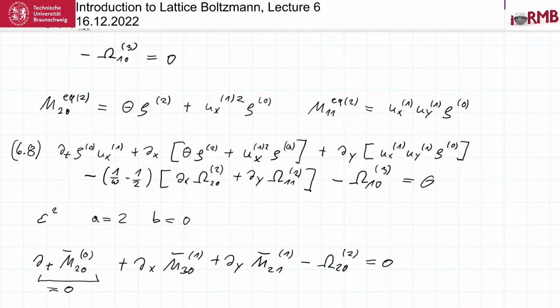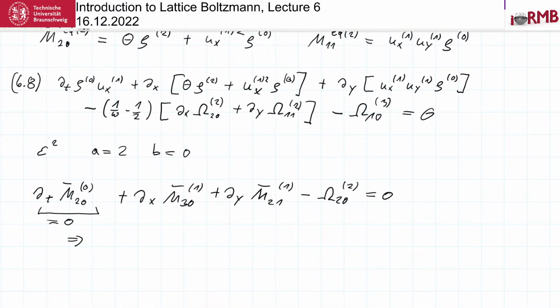So actually what we are looking for is omega, right? So we just rewrite this. As omega to 0 to second order, which we were looking for, is dx m30 bar first order plus dy m21 first order. And right, so these guys are to first order.